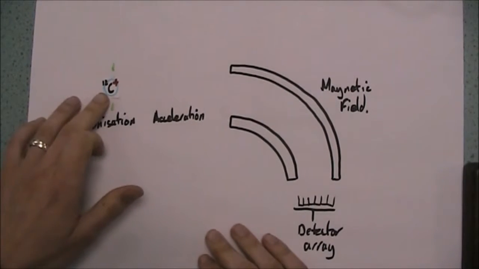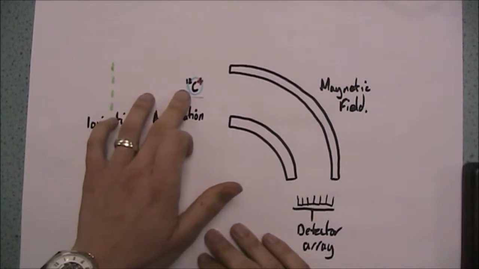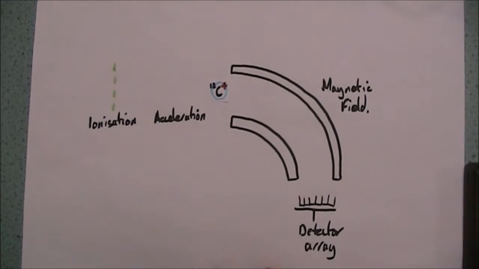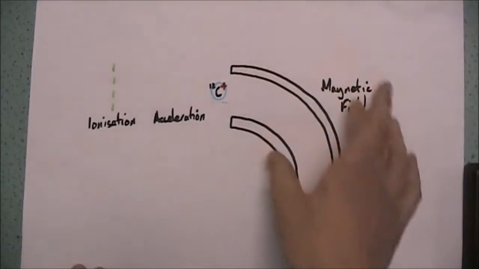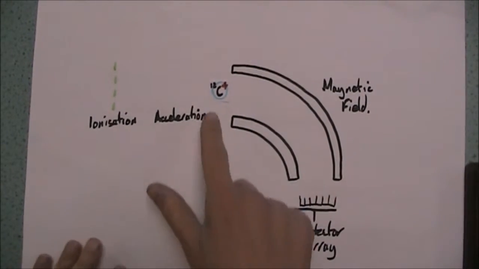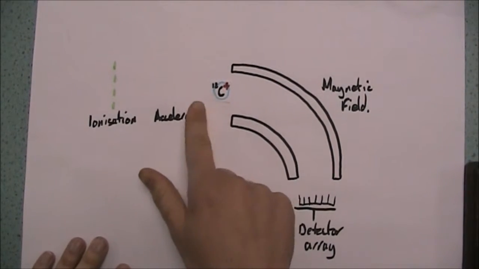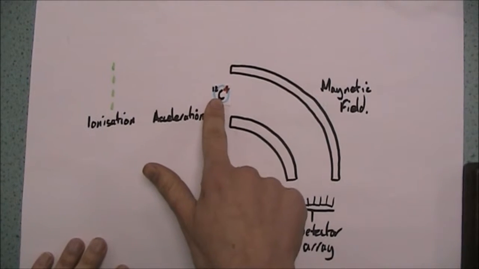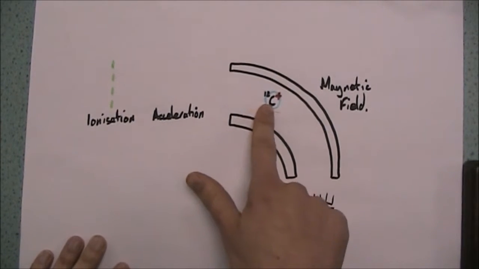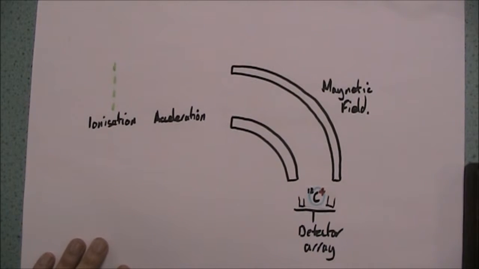Then what happens is we put it through an electromagnetic field, and it will accelerate the atom. At the point where it gets to these large magnets in a curved shape, we'll end up with its path changing due to the charge moving through a magnetic field, and it will move in a path in this direction, go through the mass spectrometer, and end up on this detector array.